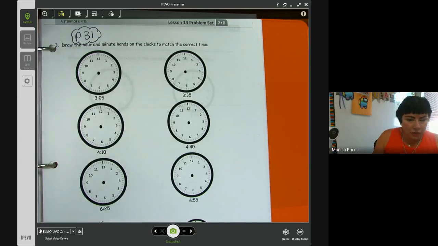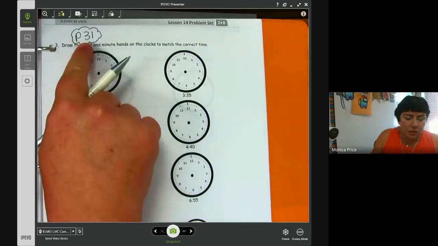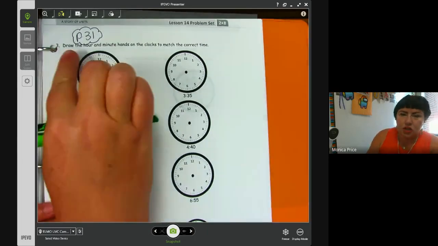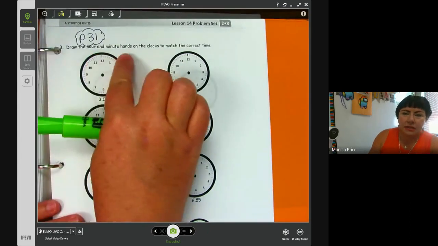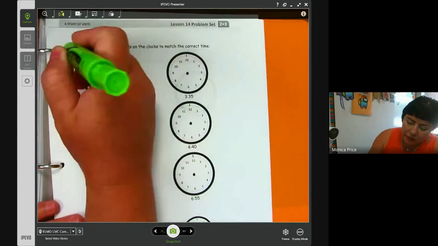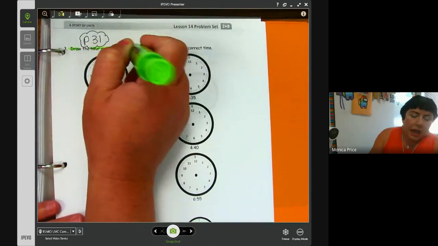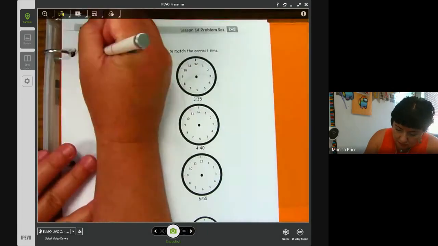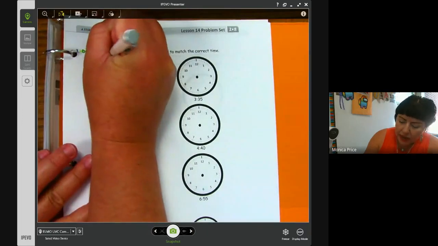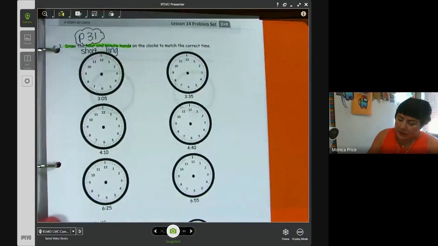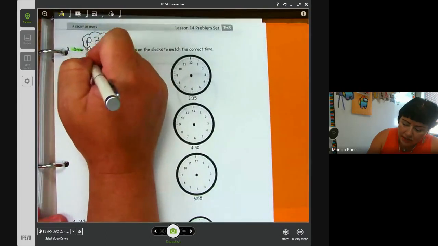So the one thing we're going to do first, obviously, is make sure we're on page 31. They should match in both of our books. And we're going to make sure that we go ahead and read the instructions. So it says, draw the hour and minute hands on the clock to match the correct time. So I'm going to go ahead and highlight that. We want to draw those in. And we want to make sure that the hour hand is short and the minute hand is long. Okay, so just a little reminder, we want to think of those two things as we go in.